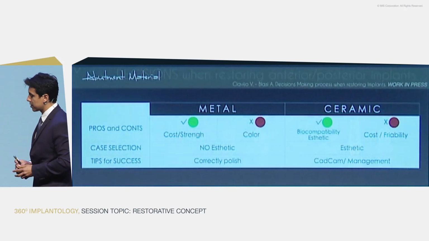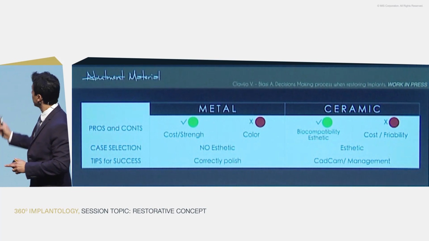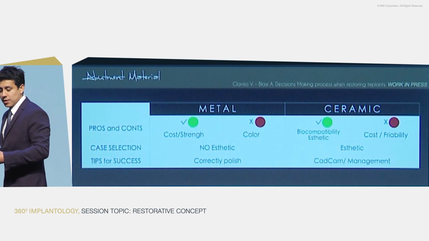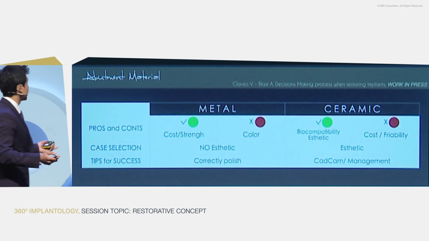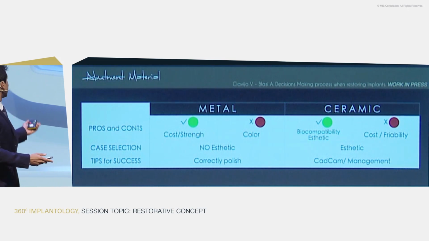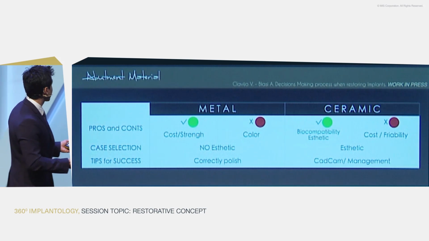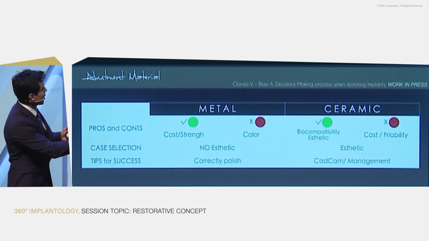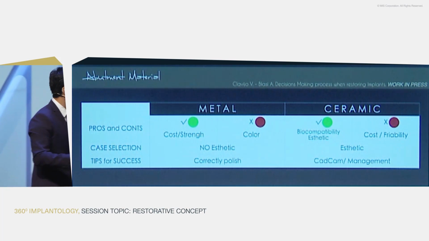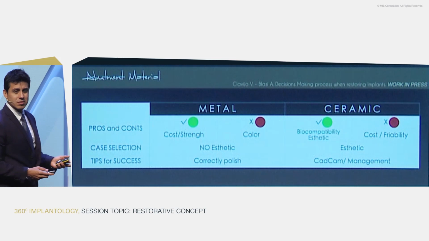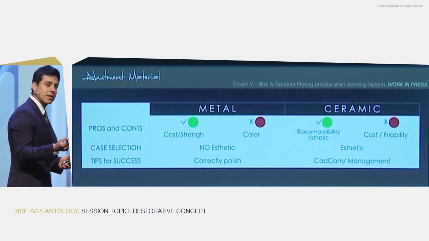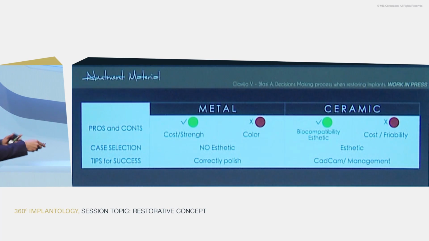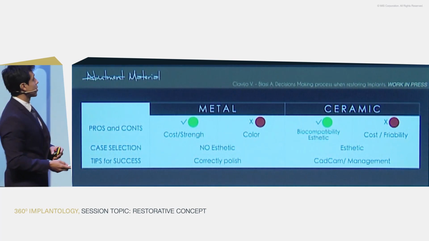About the abutment material, we can see that with metal, the cost and the strength are an advantage. The problem is the color, because patients can sometimes complain. We work more in non-esthetic areas, okay? And we talk with the technician to get a correct polish. With ceramic, we have biocompatibility. We can have more cost. Sometimes you know that ceramic is more friable. We have more problems with flexure. We have good esthetics, and we can work with CAD/CAM.